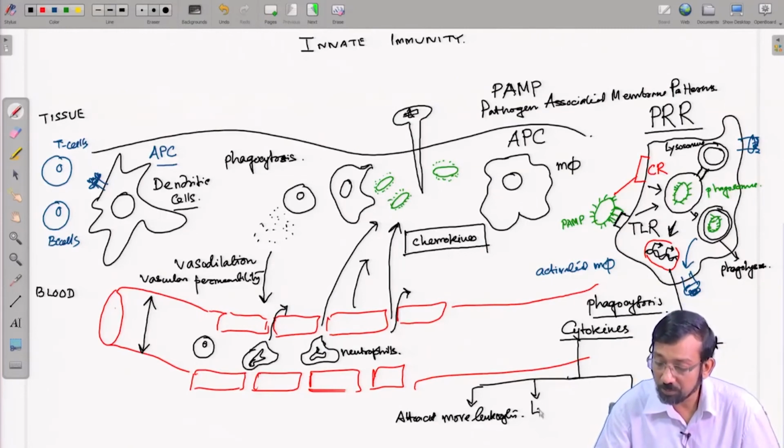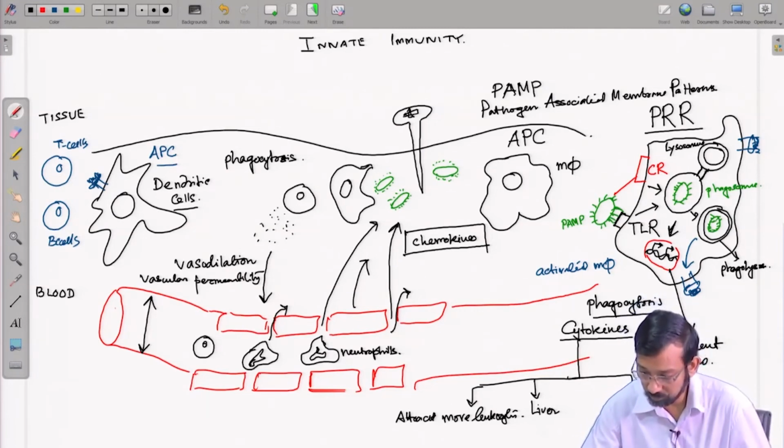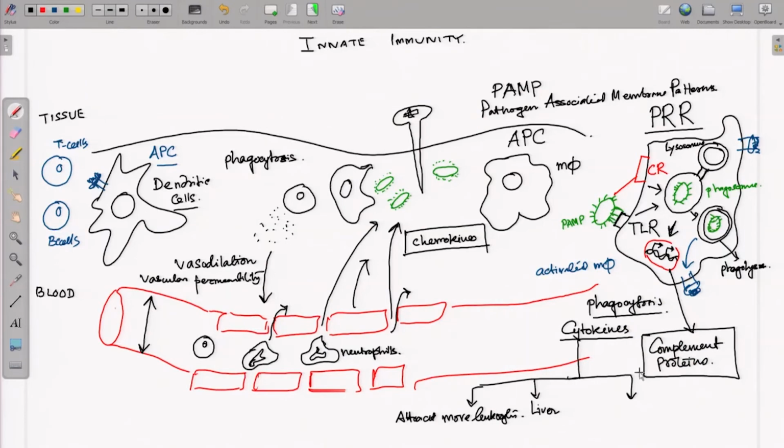They can stimulate the liver and lead to secretion of specialized proteins like the complement proteins. They can also act on the hypothalamus, leading to a rise in body temperature. So, you have fever, for example, and they can also activate the T and the B cells. So, the cytokines have varying roles in the downstream pathways. The cytokines are one of the major effector pathways.